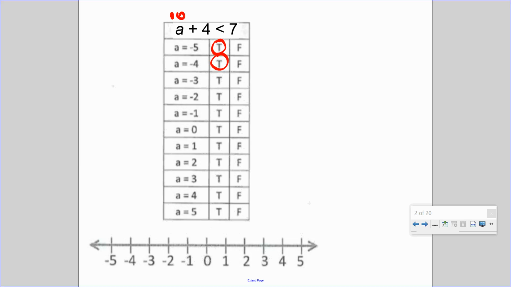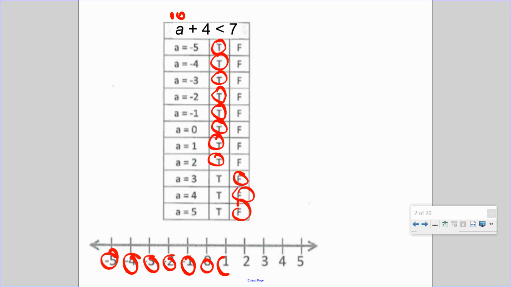-4 plus 4 is 0. Less than 7? True. -3 plus 4 is 1. True. -2 plus 4 is 2. True. -1 plus 4 is 3. True. 0 plus 4, less than 7? True. 1 plus 4 is 5. True. 2 plus 4 is 6. True. 3 plus 4 is 7. Is that less than 7? False. That's actually equal. 4 plus 4 is 8, less than 7? False. 5 plus 4 is 9. Is 9 less than 7? False.